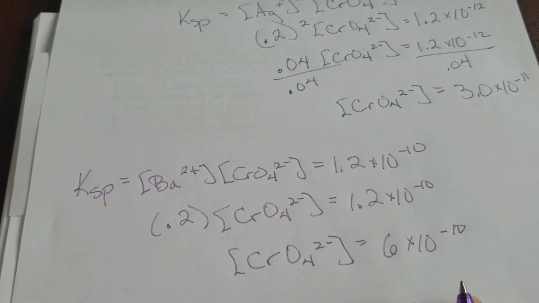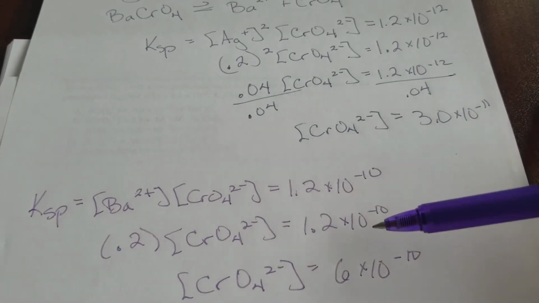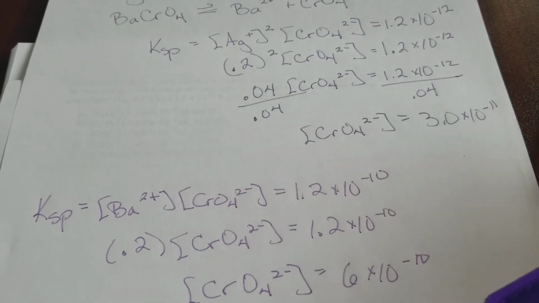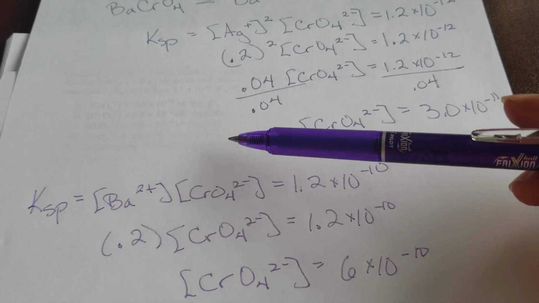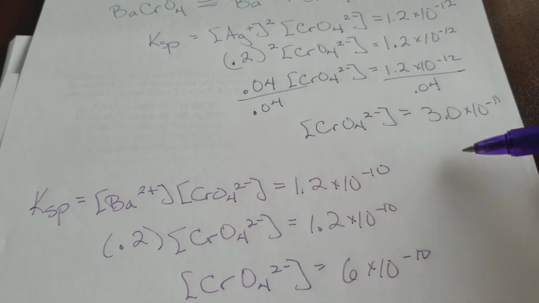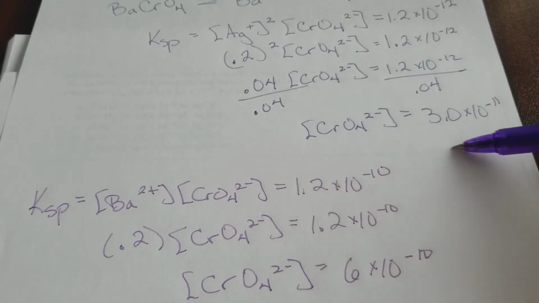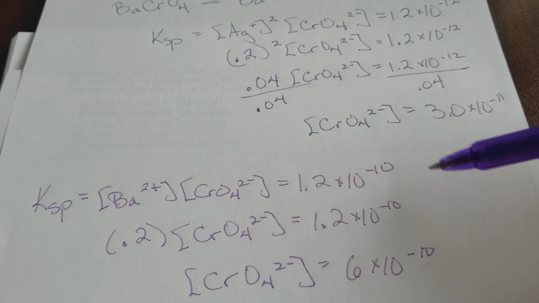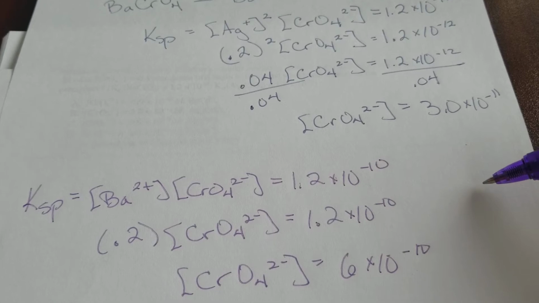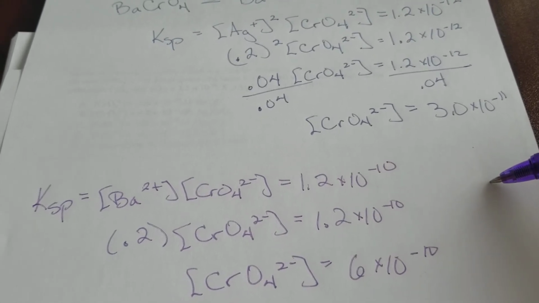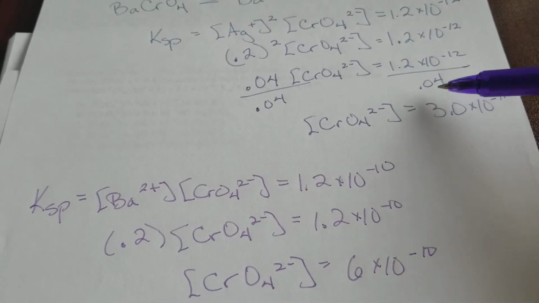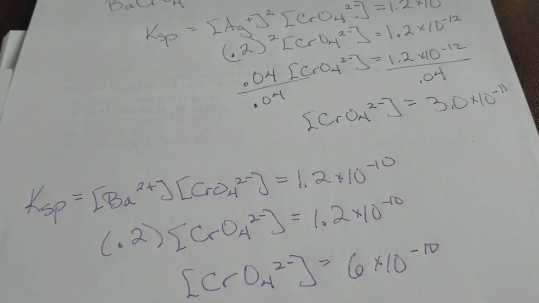So then I can look at my two values, and what I see is it takes less chromate to precipitate the silver. So this is the amount of chromate I need to precipitate barium, 6 times 10 to the negative 10. There's the amount I need to precipitate the silver. I need less chromate to precipitate silver. So since I'm adding in chromate little by little, I'm going to add enough to precipitate the silver first, because I basically add this a little bit at a time. So I'm going to reach this smaller number first.